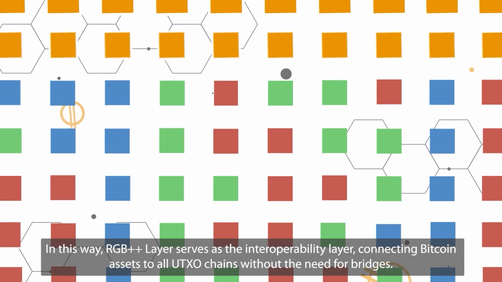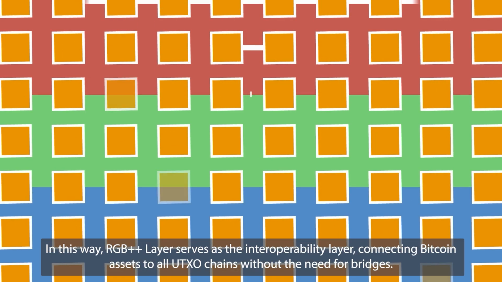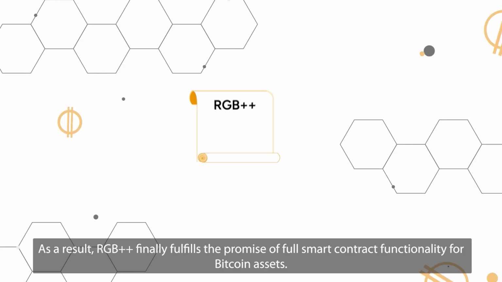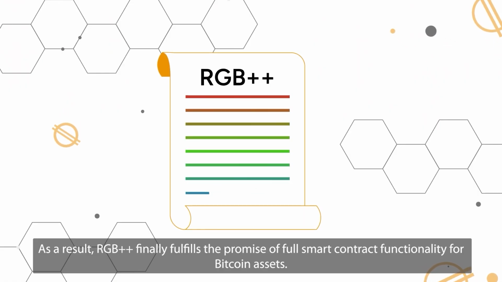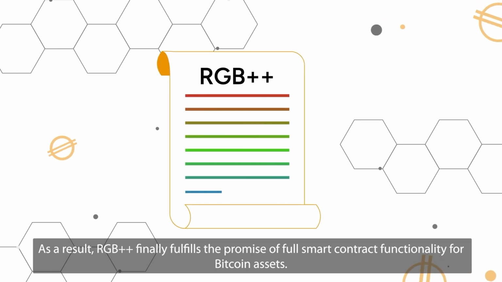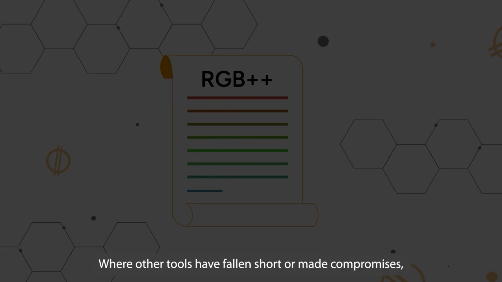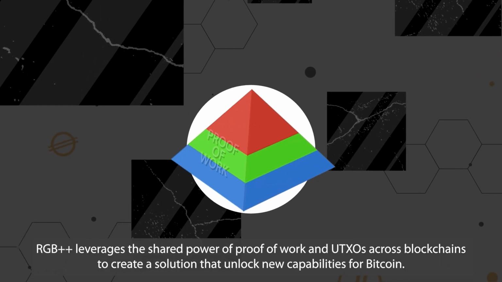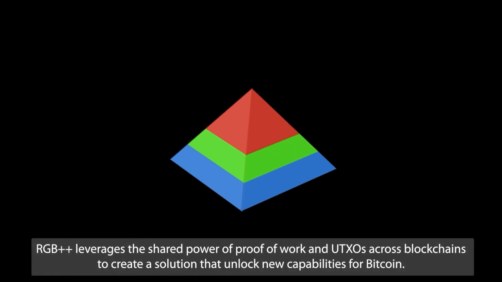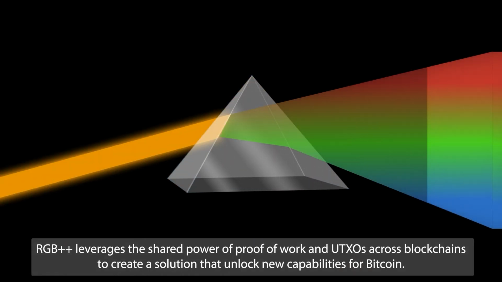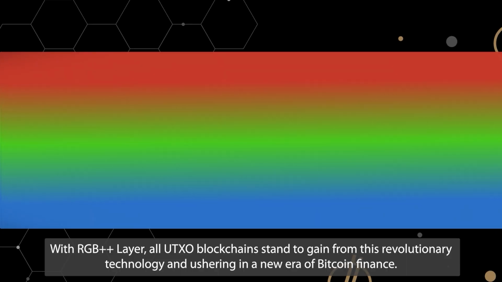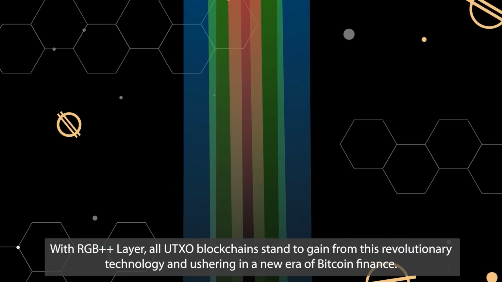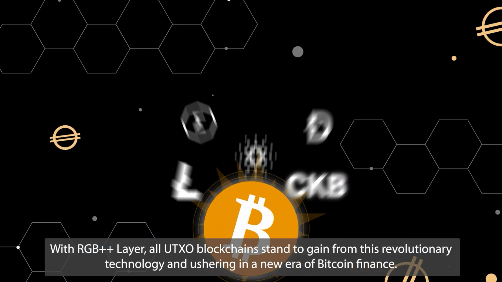In this way, RGB++ layer serves as the interoperability layer, connecting Bitcoin assets to all UTXO chains without the need for bridges. As a result, RGB++ finally fulfills the promise of full smart contract functionality for Bitcoin assets. Where other tools have fallen short or made compromises, RGB++ leverages the shared power of proof of work and UTXOs across blockchains to create a solution that unlocks new capabilities for Bitcoin. With RGB++ layer, all UTXO blockchains stand to gain from this revolutionary technology, thereby ushering in a new era of Bitcoin finance.